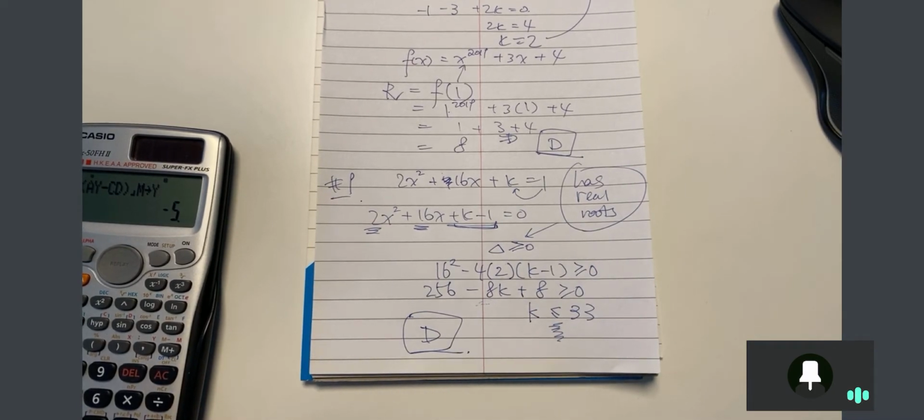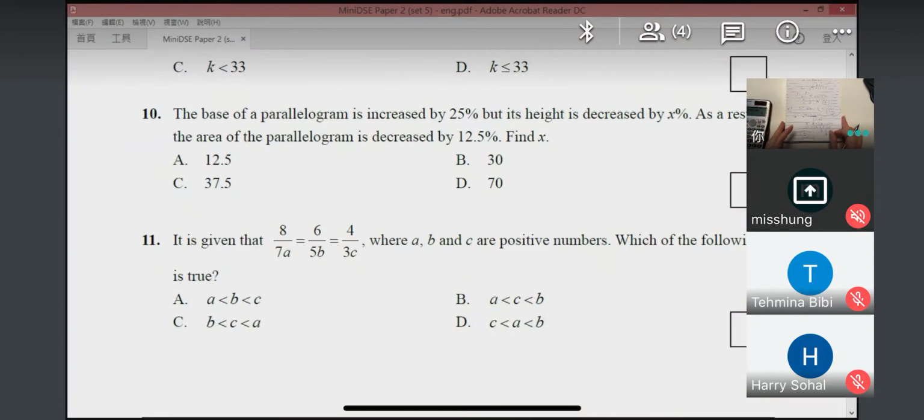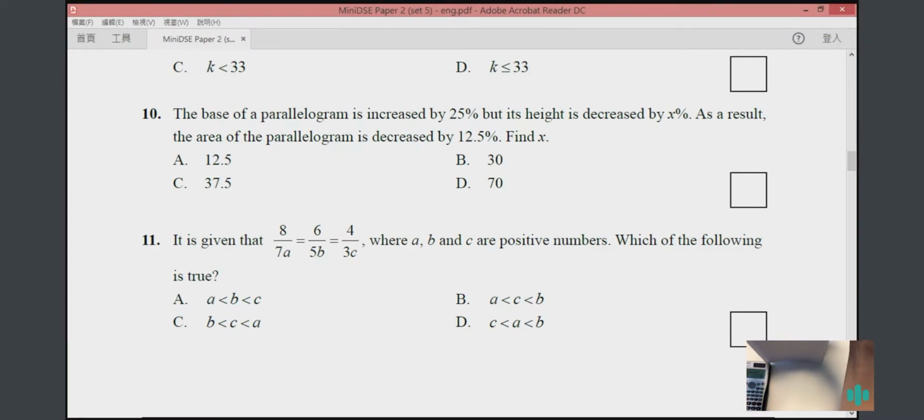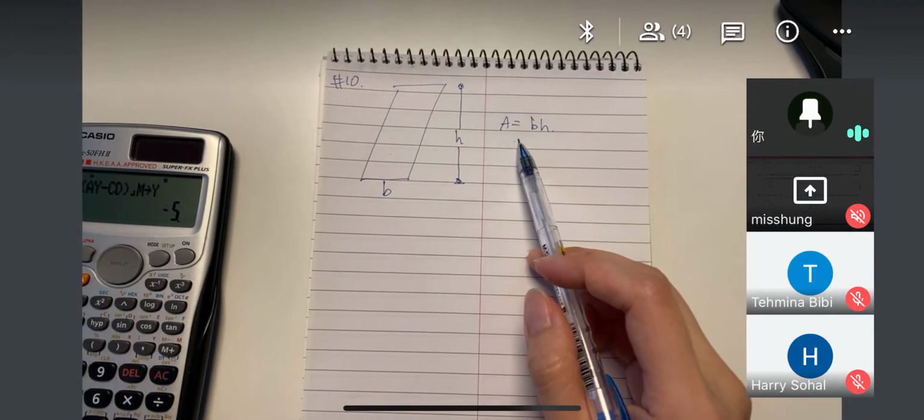Okay, and then for number 10. Okay, given that the base of the parallelogram is increased by 25%, the actual area or the base or the height is not given, but just the percentage changes. So for question number 10, I may explain in this way. There is a parallelogram. Basically, the base is marked as B, and then the height is H, and then the area is equal to base times H. This is the old one.